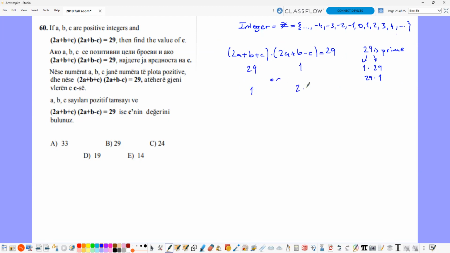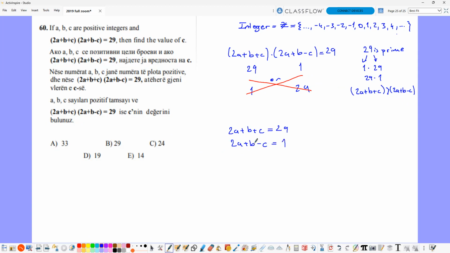this one will be 1 and this one will be 29, but this is not possible, because 2a plus b plus c is always greater than 2a plus b minus c. In this case, we eliminate this one, which means that 2a plus b plus c is equal to 29, and 2a plus b minus c has to be equal to 1.